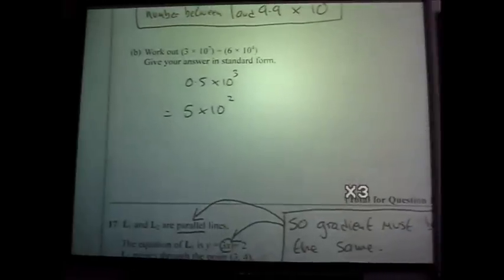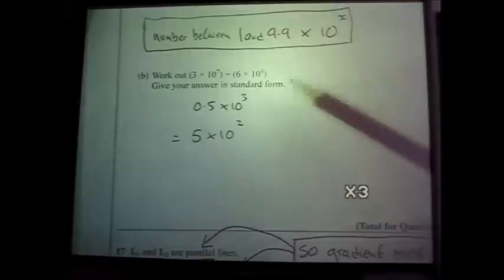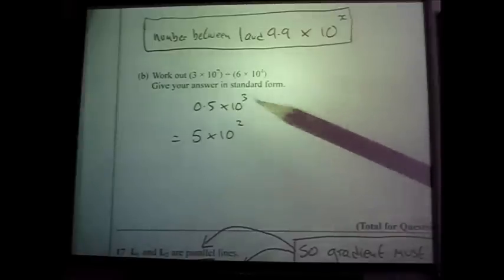Next one. Work out 3 times 10 to the 7 divided by 6 times 10 to the 4. Right, you can either do this on your calculator. It might not give it to you in standard form. We don't actually need your calculator for this one.